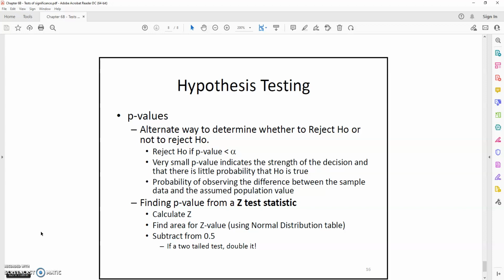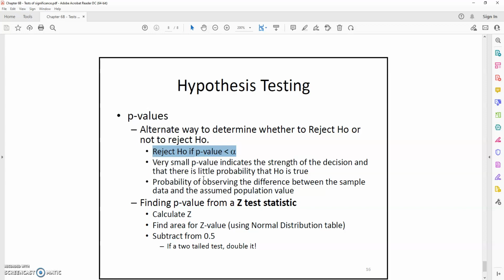P-values are basically just an alternate way to determine whether to reject a null hypothesis or not reject a null hypothesis. The decision rule is quite simple. Reject the null hypothesis if the p-value is less than alpha. Remember, the alpha value is given to you. That's the level of significance, the risk of making a type 1 mistake. That's given to you in the question. P-value is something we will have to calculate. The calculation process is actually very similar to what we did back in Chapter 5, I believe.